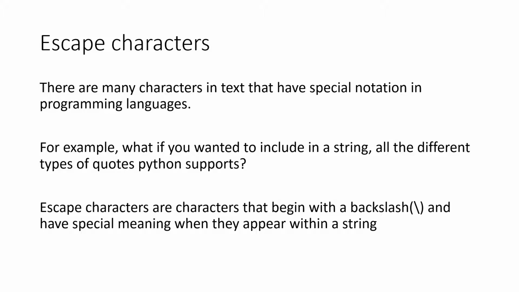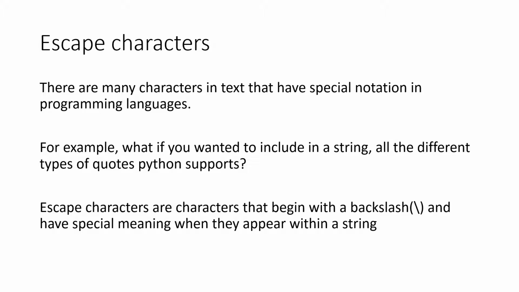Now I do want to make one additional little sidebar here, and that is to talk about another element you'll find in Python, and that's called an escape character. We have talked a little bit about strings and how they work and how they're made up of common characters, text. But there are many characters in text that have special notation in programming languages. So for example, a quotation mark. How do you use a quotation mark in text if you want to have that quotation mark appear?